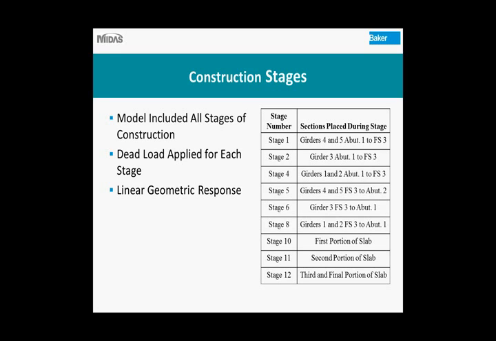And so on until we get to the final 3 stages, which are placing the slab. And the slab in this bridge was placed in 3 different sections. So all we were looking at, since it was the construction model, is we applied the dead load for each stage, and we looked at the linear geometric response of the bridge.